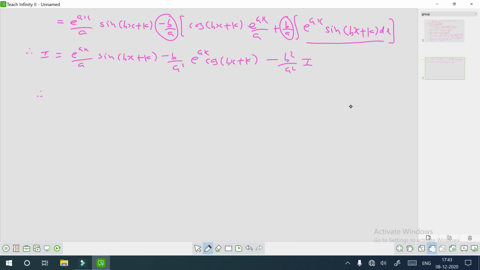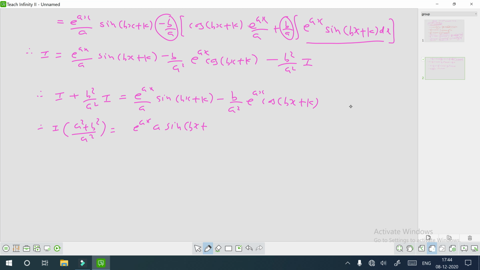So I plus b square by a square into I is equal to e raised to ax over a sine bx plus k minus b by a square e raised to ax cos bx plus k. Yes, clear? So take I common: a square plus b square by a square on the right hand side, e raised to ax into a sine bx plus k over a. Yes or no? A square over a square. Minus b by a square e raised to ax cos bx plus k.